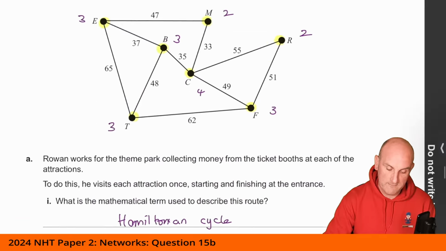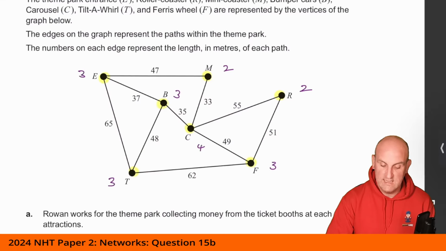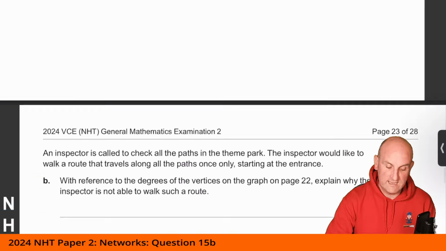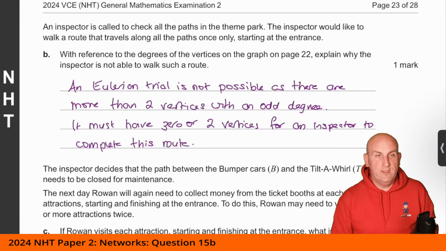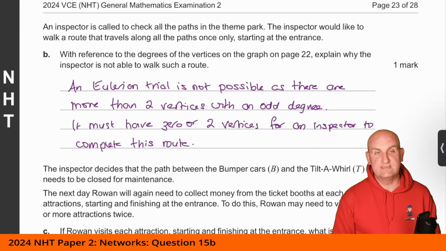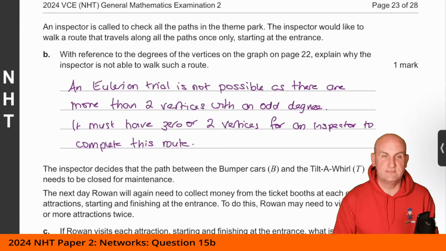It's got way more vertices with an odd degree. It's got 4, so that's why it can't be. And there we go. So an Eulerian trail is not possible as there are more than 2 vertices with an odd degree. You must have 0 or 2 vertices for an inspector to complete this route, right? Because again, although it doesn't say that it cannot finish at the entrance, it is possible here, right?